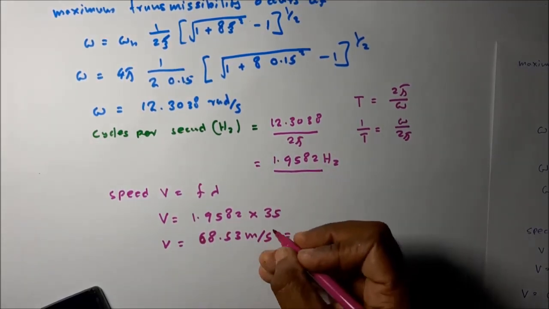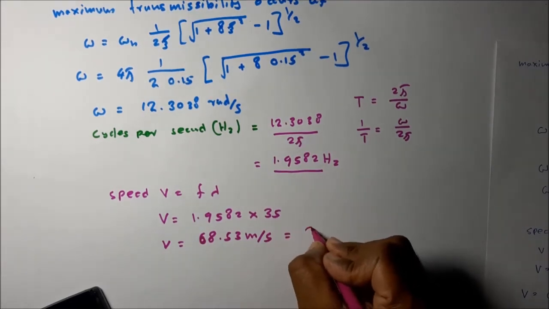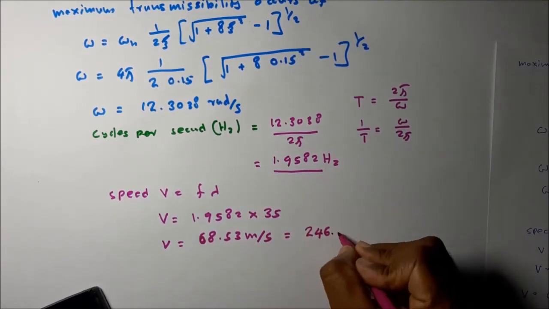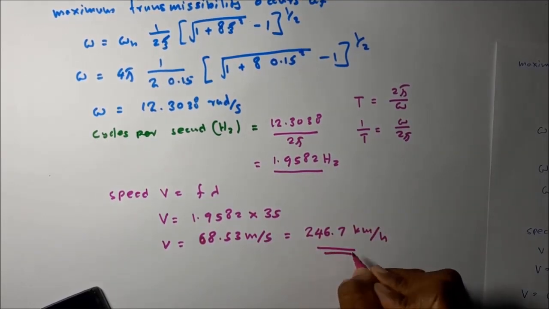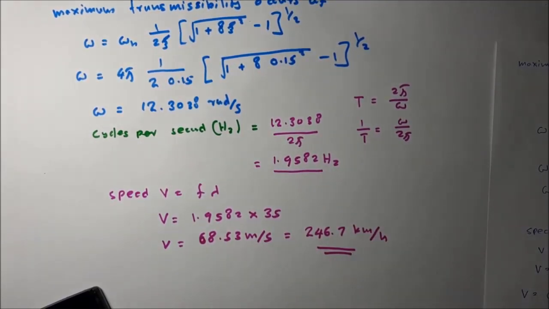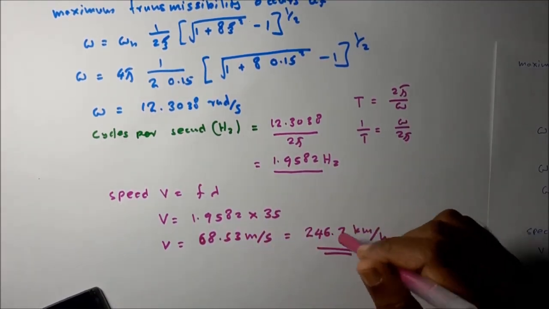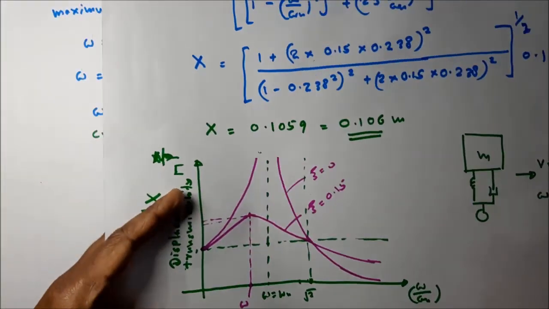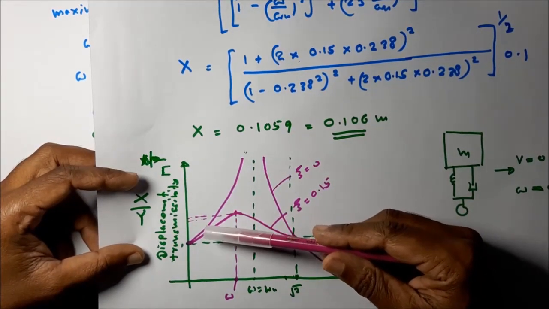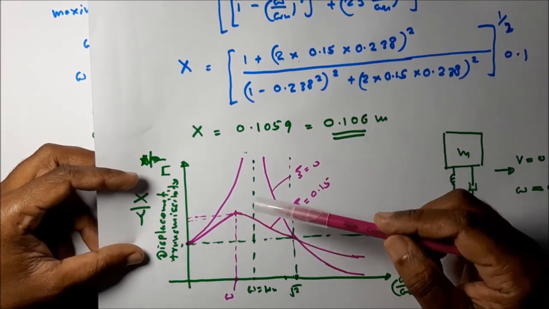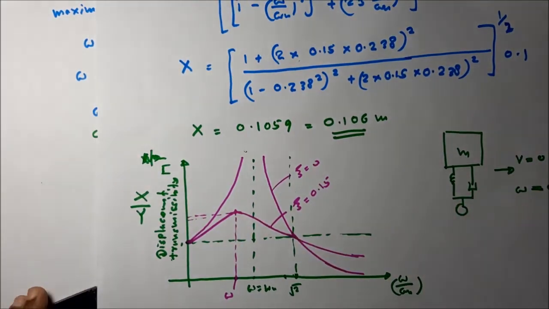Multiplying by 3600 and dividing by 1000, that is equal to 246.7 kilometers per hour. That means at this speed the maximum transmissibility occurs. That means the maximum displacement is transmitted to the mass. That is the most unfavorable point for the passengers.